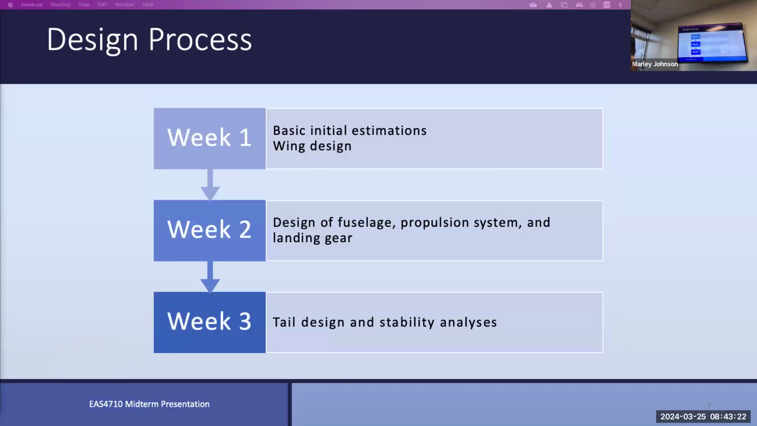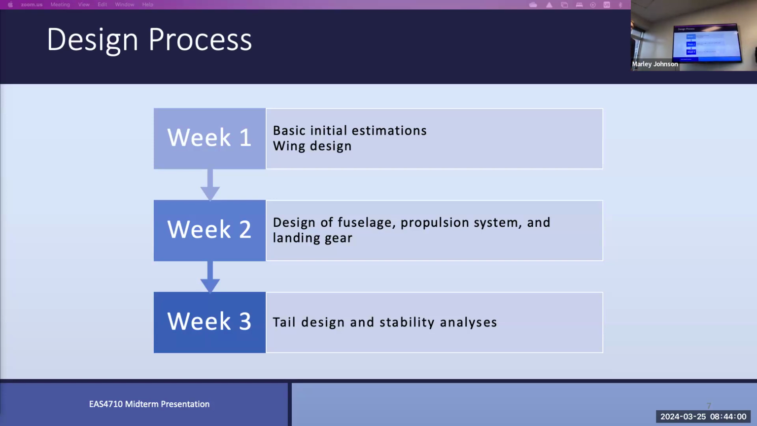And then, well, to our design process, it was split up into 3 different phases. In week 1, we designed the wing, and we came up with the first initial estimations of parameters that will be explained further. This was mostly used to make other design choices later on and for comparing to different actual models. And then the second week, we did design the fuselage, propulsion system, and landing gear. And then to wrap up our design research, well, you're always designing, but to wrap it up, we did the tail design and stability analysis and compared them with different aircraft.